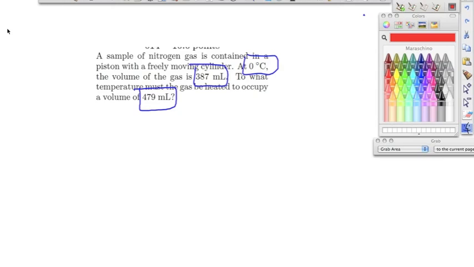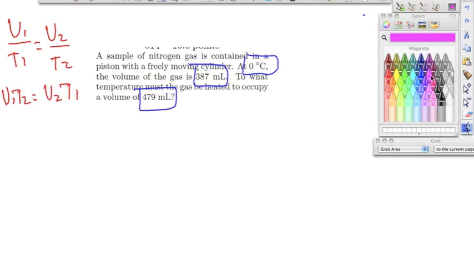That means we're going to be using V1 all over T1 equals V2 all over T2. Remember, we cross multiply and we get V1 T2 equals V2 T1. Okay, and it wants to know to what temperature. So I am solving for my T2, so I divide both sides by V1, and they cancel out, and I get T2 equals this. So all I have to do is plug in what I have. I know that this is my first volume, so it's V1. This is my first temperature, so it's T1, and this is my second volume, so it's V2.